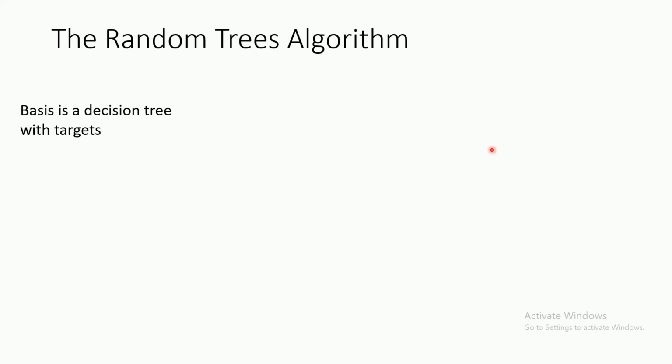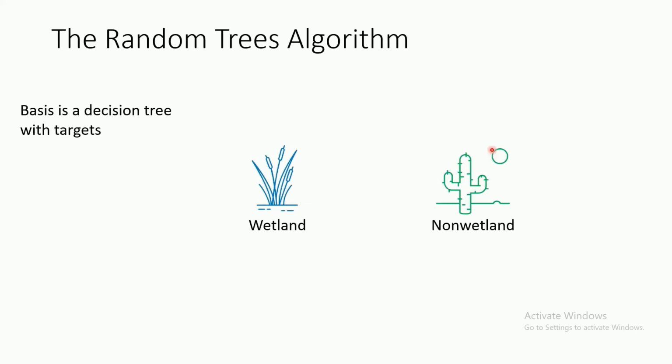So this is the machine learning engine that WIM uses. A quick note, if you're familiar with the random forest algorithm, it is the same algorithm that I'm talking about here. The name random forest itself is trademarked, but the algorithm, of course, is open source. So the basis of random trees is a single decision tree with some targets. So in our example, we're trying to identify wetland versus non-wetland.